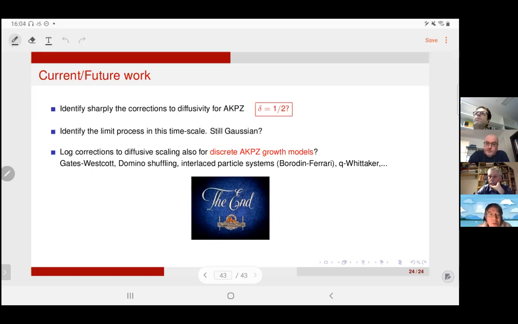Yes. So, what is the heuristic argument that leads you to this conjecture, delta equal 1/2? Is there a heuristic renormalization group argument? It's simpler. Let me think of it a second.